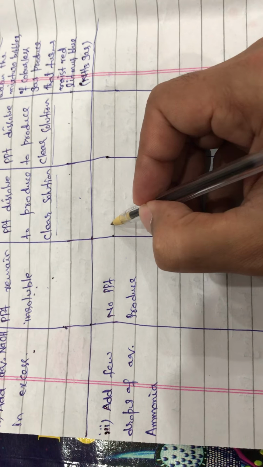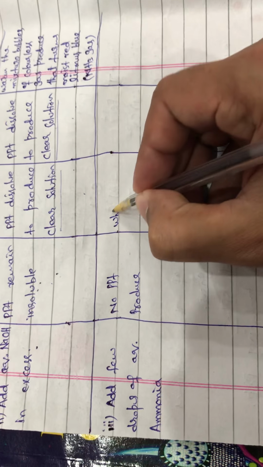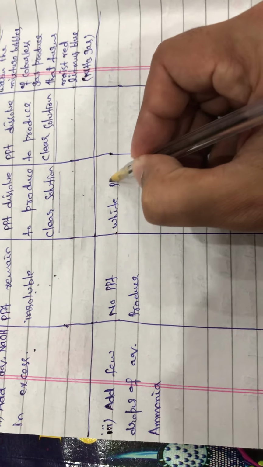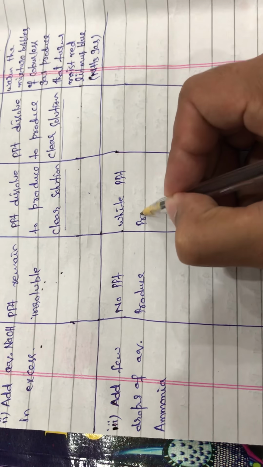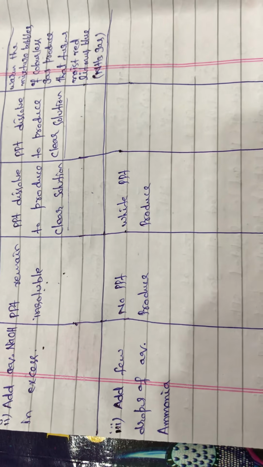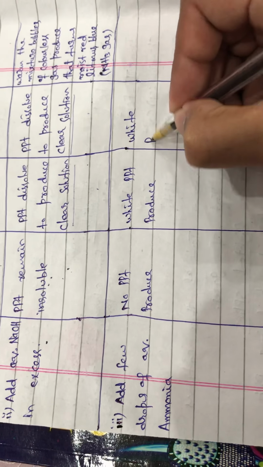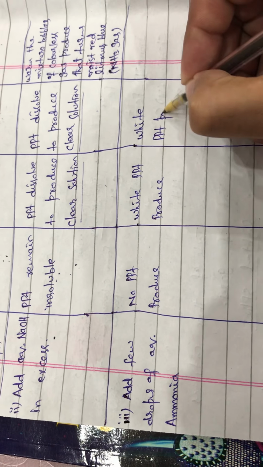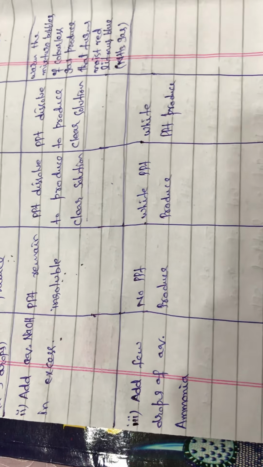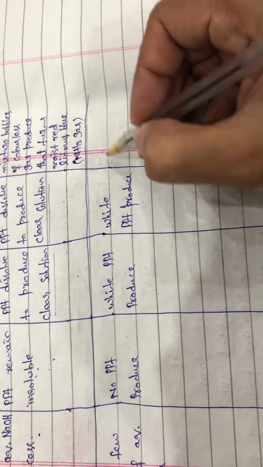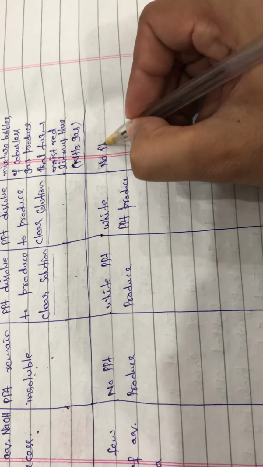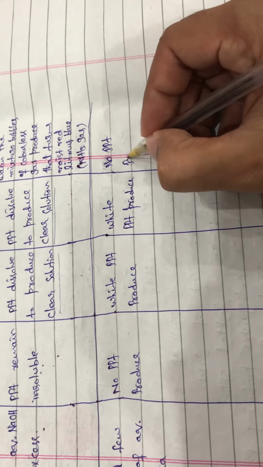And for aluminium ion, white precipitate produce. For zinc ion, white precipitate produce. And for ammonium ion, no precipitate produce.